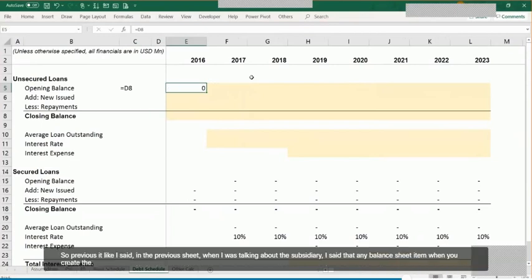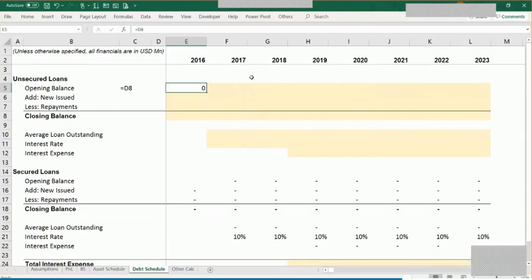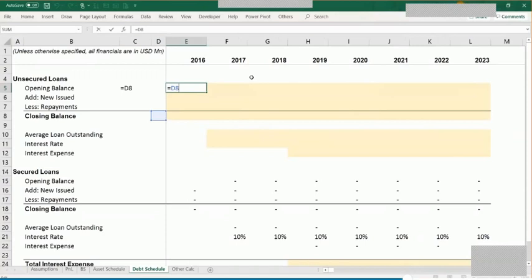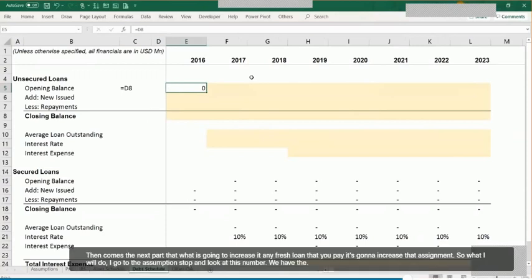Like I said in the previous sheet when I was talking about the asset schedule, any balance sheet item, when you create a schedule for it, will always have 4 lines. You would have opening balance, additions, reductions, and finally the closing balance. So opening is always going to be equal to the closing of the previous year, and that's how it's going to work in this sheet.